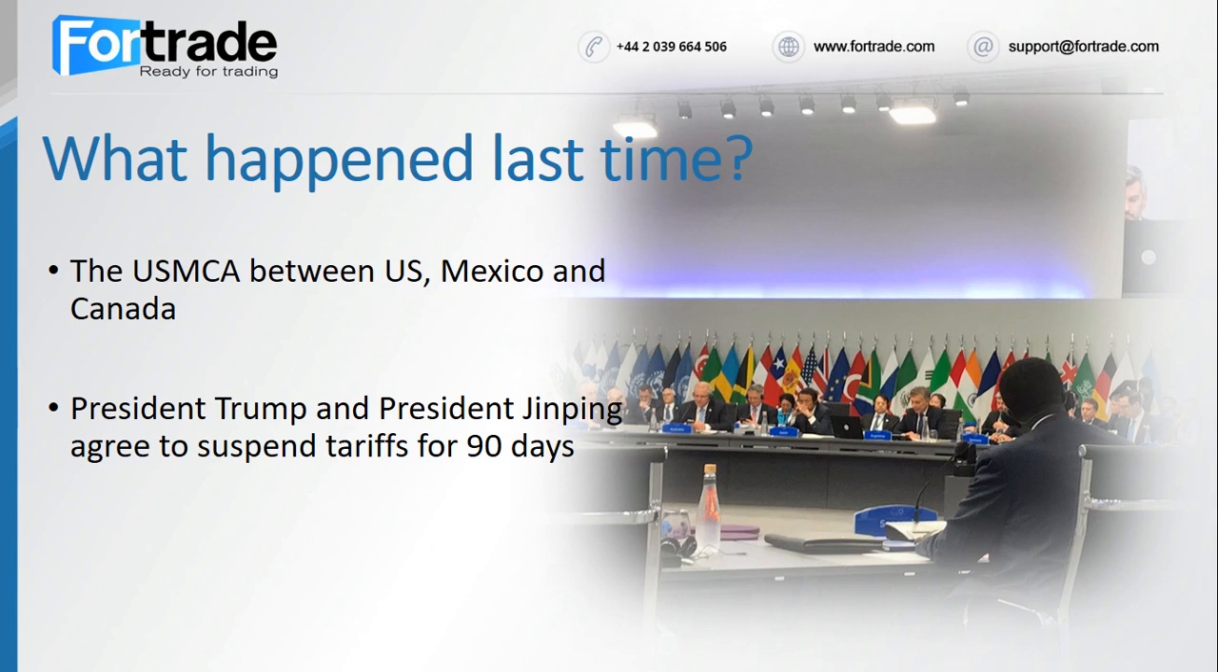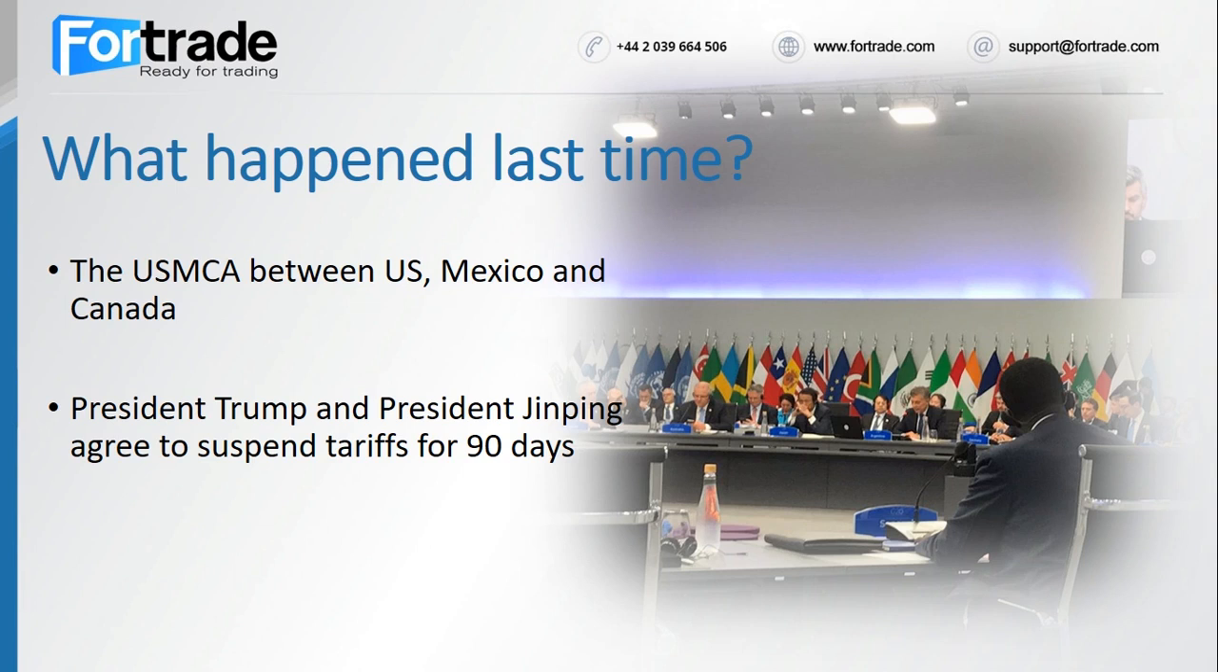So, what happened last time? The 2018 summit took place in Buenos Aires, Argentina. One notable outcome of the last meeting was probably the United States-Mexico-Canada agreement, the replacement of the North American Free Trade Agreement, NAFTA. But perhaps the most important was the progress made between Presidents Trump and Jinping, which caused the sides to call a truce in the trade war.